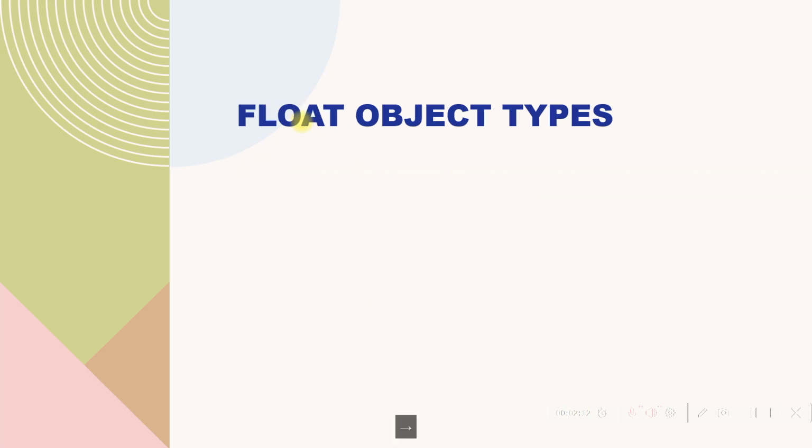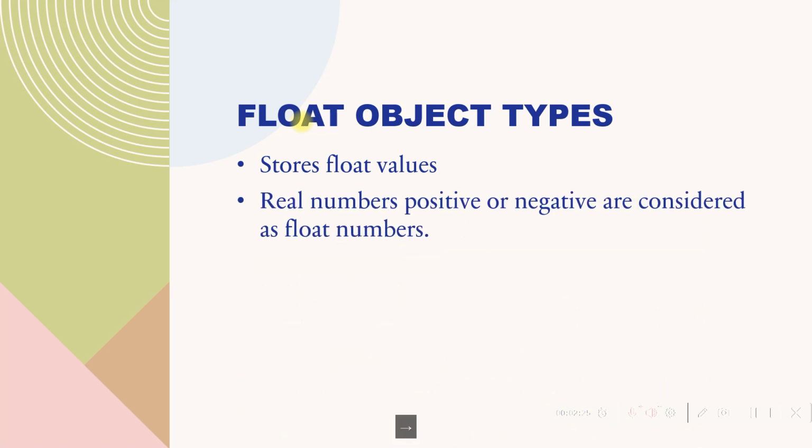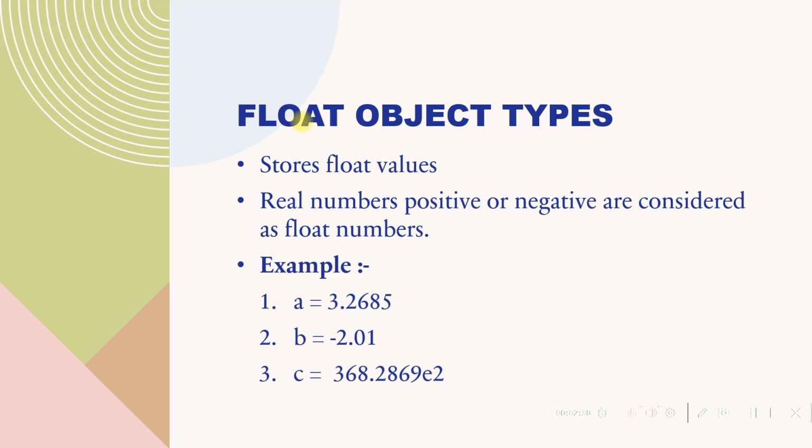Now the second numeric object type is the float object type. So what does the float object type do? It stores the float values. Now what is a float value? Any real number which is either positive or negative is considered as a float number. Then here are some examples of the float object types.